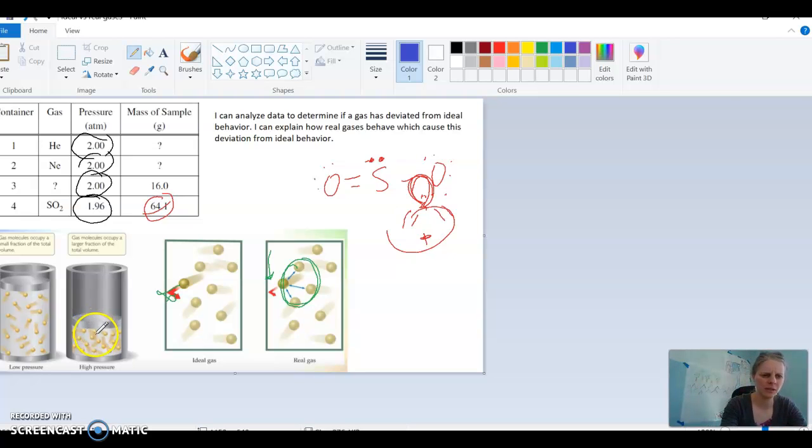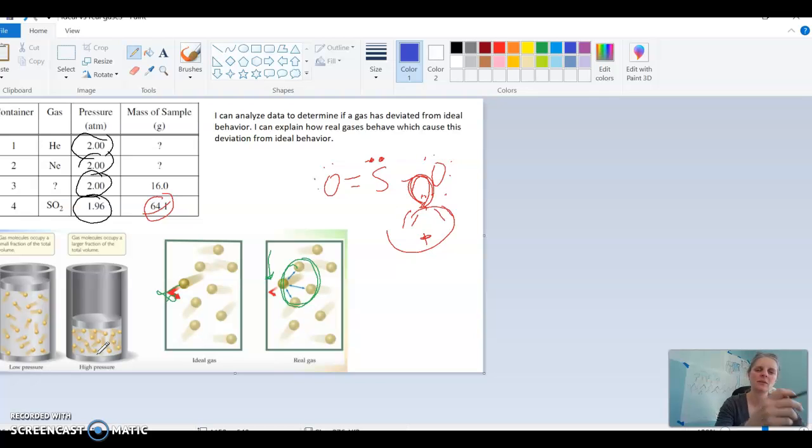And that's because if you look here, as you shrink our volume, in other words, create high pressure, the volume of the actual gas molecules is taking up quite a bit of space in there. Because it's taking up more space, and we assume that ideal gases do not take up any space, it will not follow our ideal gas behavior. That's a simpler way to say it.